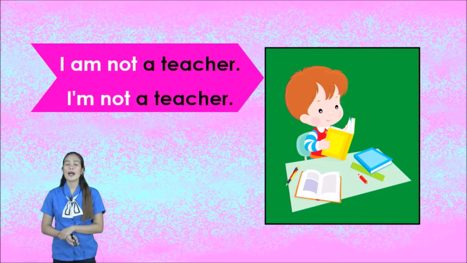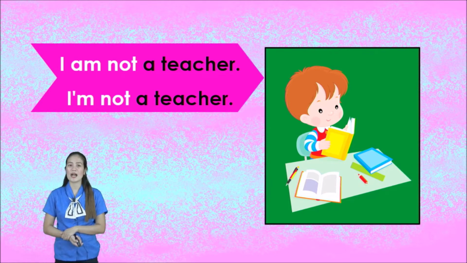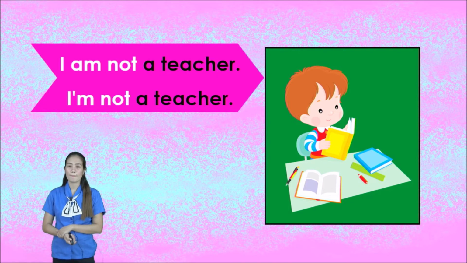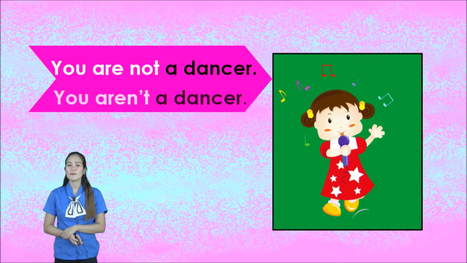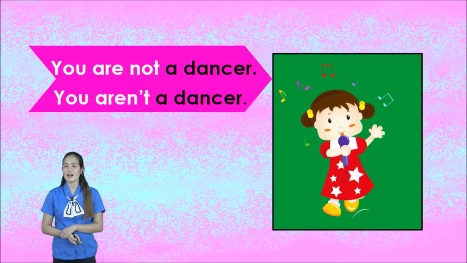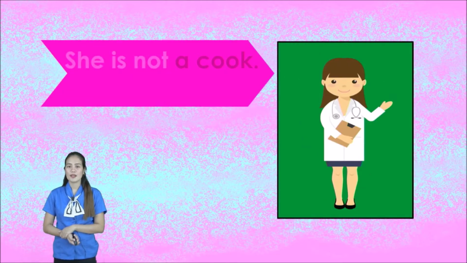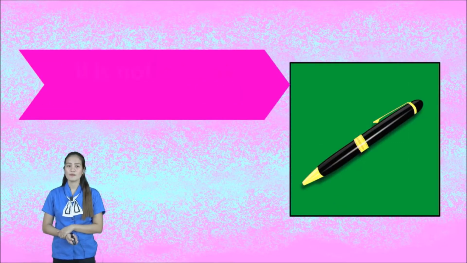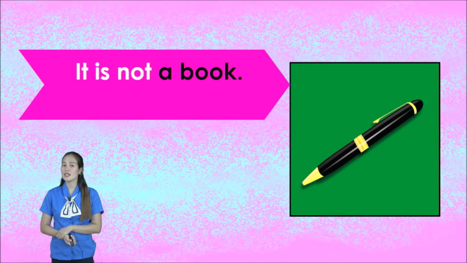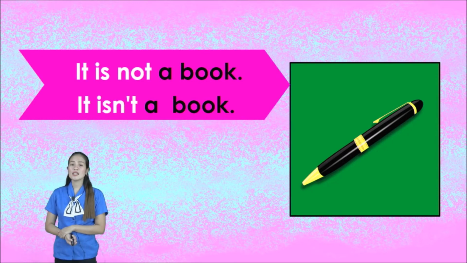Okay, look at this. I am not a teacher. I'm not. The contraction is I'm not a teacher instead of using I am not. Okay? The next one, you are not a dancer. The contraction is you aren't a dancer. Next, she is not a cook. She isn't a cook. It is not a book. It isn't a book.